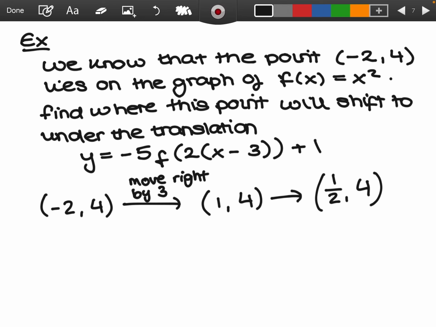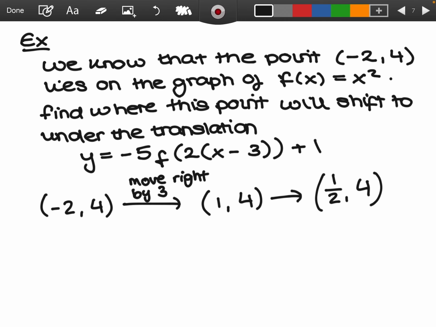Now, we're going to deal with our vertical translations. These are slightly easier because they do exactly what you think they're going to do. So the first thing we do is we deal with the negative 5. So we've got negative 5 of our function. What does that negative 5 do?